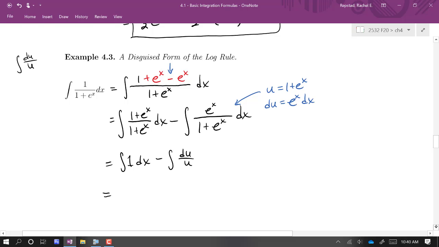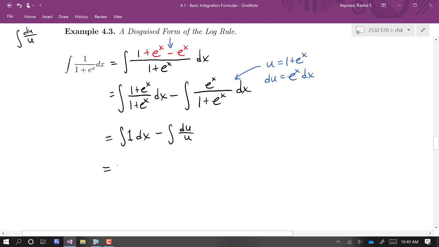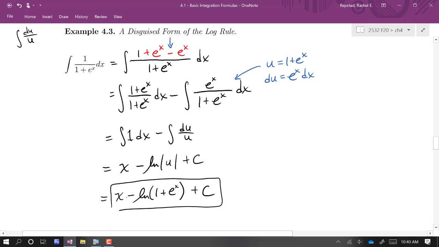We know how to integrate both of these, so let's go ahead and do it. The integral of 1 is just x, minus the integral of du over u, which is ln of absolute u, plus a constant. And now we're going to put the x's back in. So ln of, and again, we saw this happen in a previous problem, 1 plus e to the x is always positive, so we don't actually need to use absolute value signs here. So there's our result.